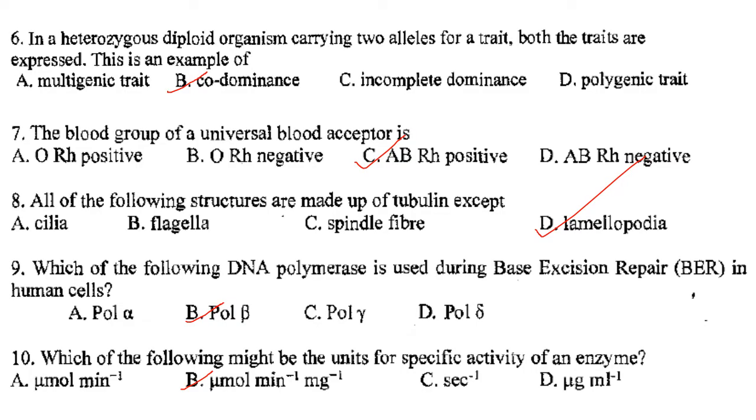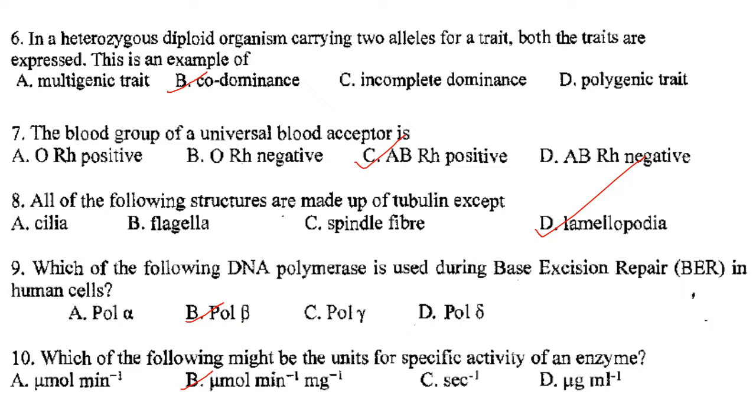Then in a heterozygous diploid organism carrying 2 alleles for a trait, both the traits are expressed. This is an example of codominance. So answer is option B. The blood group of a universal blood acceptor is AB, Rh positive. So answer is option C. Sorry, it is Rh positive, not RB.